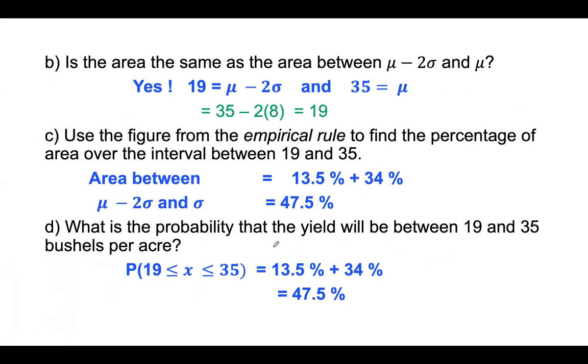So what is the probability that the yield will be between 19 and 35 bushels per acre? So that is the probability between 19 and 35. So that's, again, going to be 47.5%.